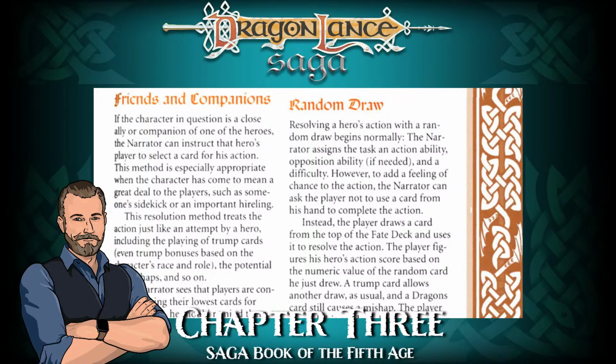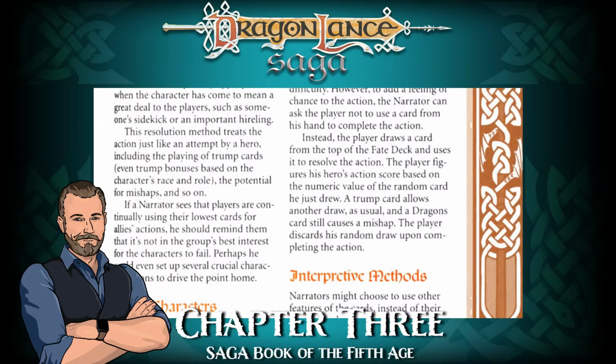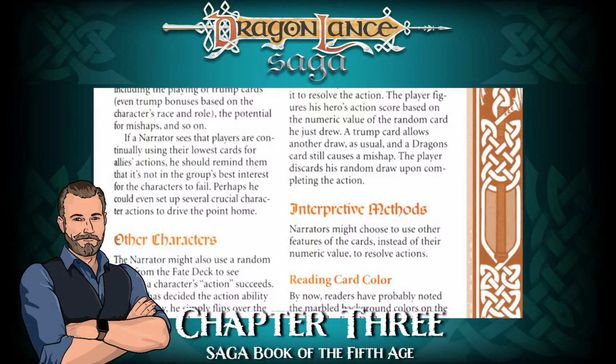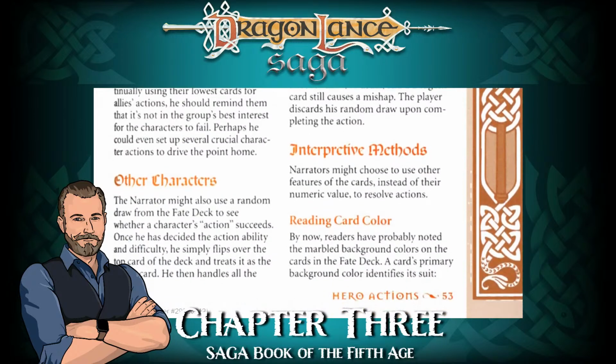This resolution method treats the action just like an attempt by a hero, including the playing of trump cards, even trump bonuses based on the character's race and role, the potential for mishaps, and so on. If a narrator sees the players are continually using their lowest cards for allies' actions, he should remind them that it's not in the group's best interest for the players or for the characters to fail. Perhaps he should even set up several crucial character actions to drive the point home.